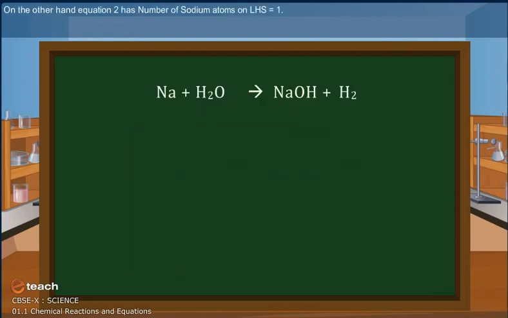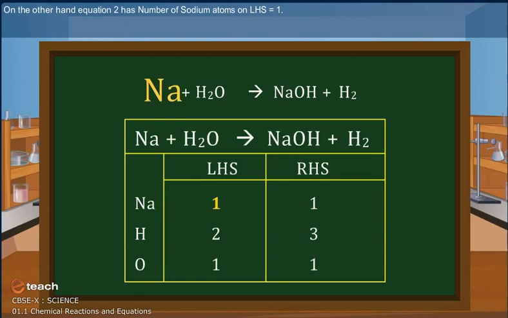On the other hand, equation 2 has number of sodium atoms on the left-hand side 1, number of hydrogen atoms on the left-hand side 2, number of oxygen atoms on the left-hand side 1, number of sodium atoms on the right-hand side 1, number of hydrogen atoms on the right-hand side 3, number of oxygen atoms on the right-hand side 1. This is not a balanced equation. This equation is called a skeletal equation.